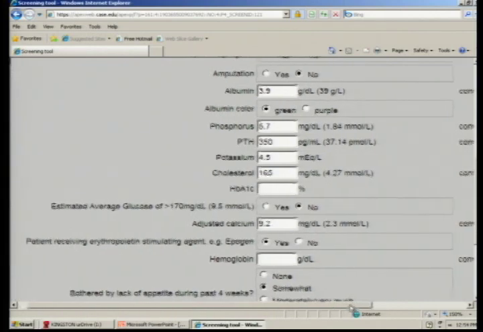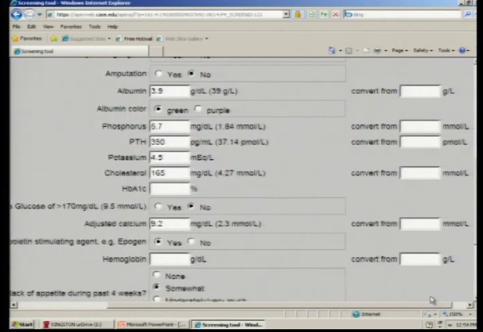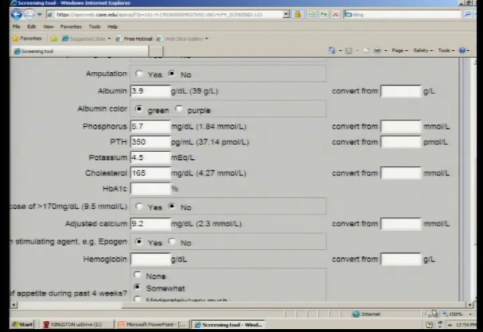Also, if you're from a country that doesn't use conventional units, our screening tool will convert your international units to SI units so that you don't have to do that yourself. So make sure if you're from somewhere that doesn't use standard units that you put them in that side, and then they will automatically populate onto this side.